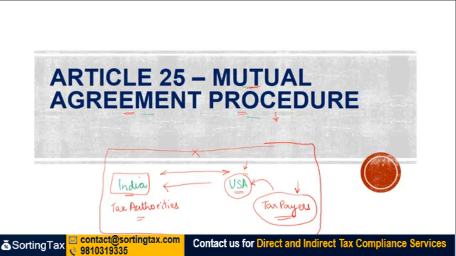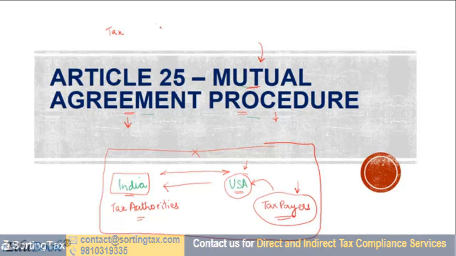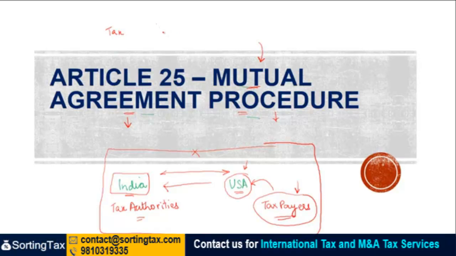A procedure wherein the contracting states, both of them, mutually agree, right, to a particular point. They may agree that a person has to pay taxes. They may agree a person doesn't have to pay taxes, right? Or they may agree to disagree, which is that one believes that there has to be tax, the other believes there is no tax. But then they are not able to convince each other, so they agree to disagree.